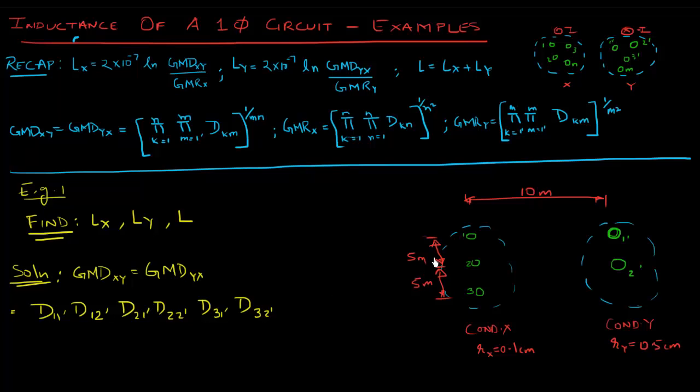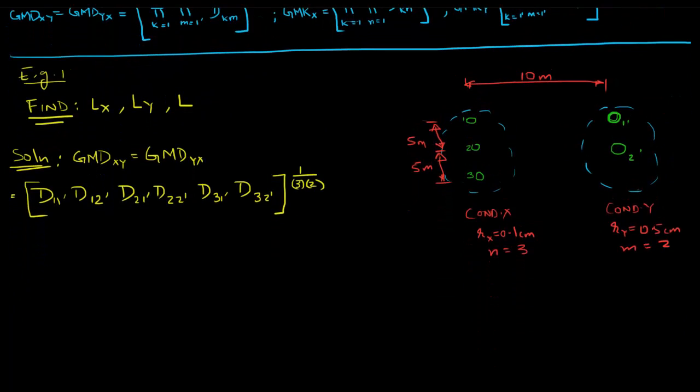So that's all the distances from all these strands in conductor X to all these strands in conductor Y, a product of them raised to the power 1 by mn. So let's do that. M in this case is 2, n is 3. So let's say 3 times 2. Let me write that here too. So the number of strands here we know is 3, and we know the number of strands here is 2. So that's your m and n values.